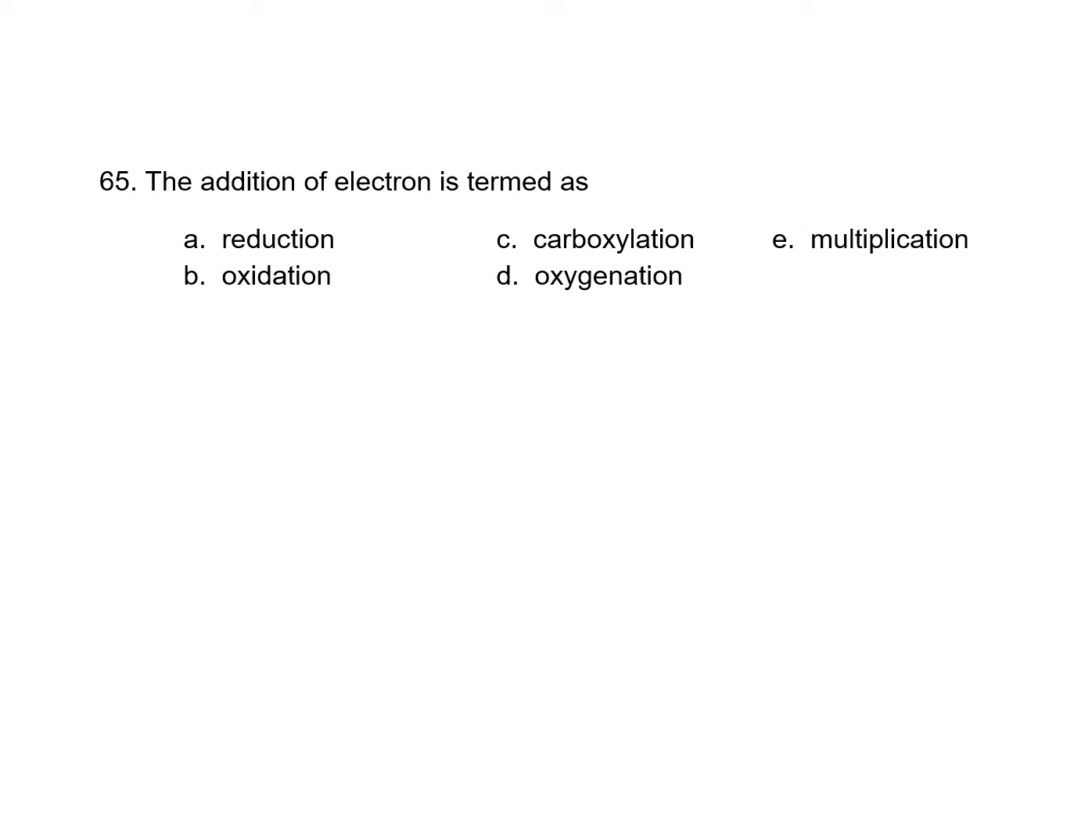Number 65. The addition of electron is termed as A, reduction, B, oxidation, C, carboxylation, D, oxygenation, E, multiplication. The answer is reduction.